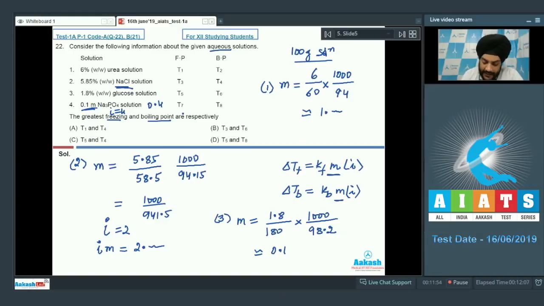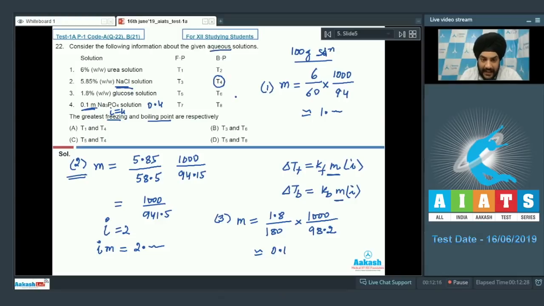So if you talk about the greatest freezing point and the boiling point now, so greater the value of the molality of the solute, greater will be the elevation in boiling point. So if we talk about the solution which has the greatest molality, we can clearly see that the second solution has the greatest molality. So the boiling point T4 shall be the greatest among all of these.